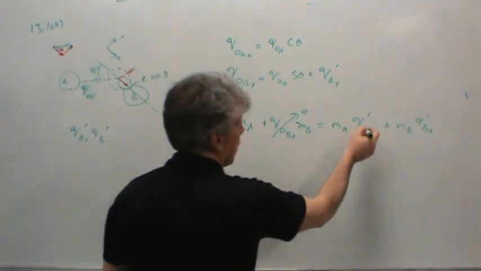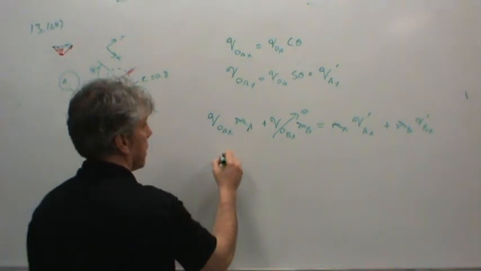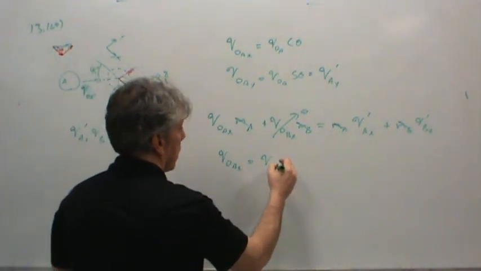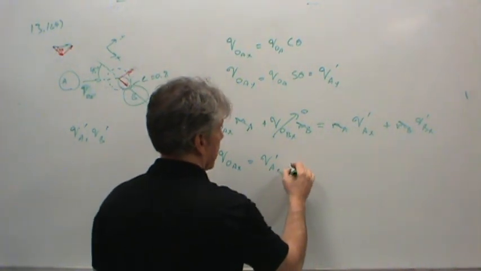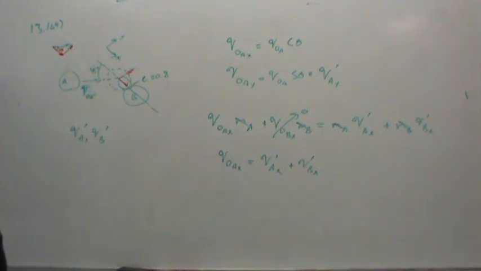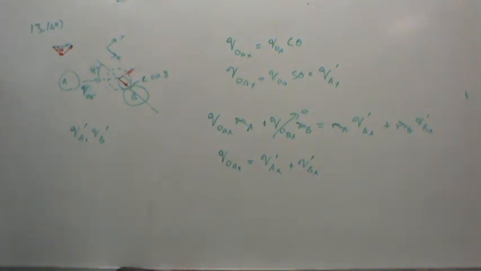That's the reason we can cross off the mass of A in this equation and write that the initial velocity of A in the x direction equals the final velocity of A in the x direction plus the velocity of B in the x direction after impact. Okay? Any questions so far? Okay.